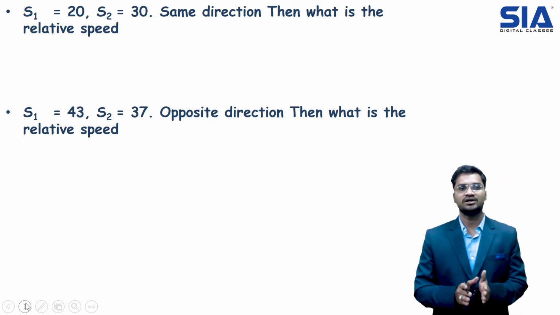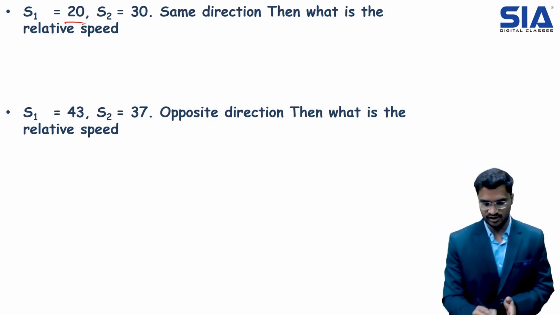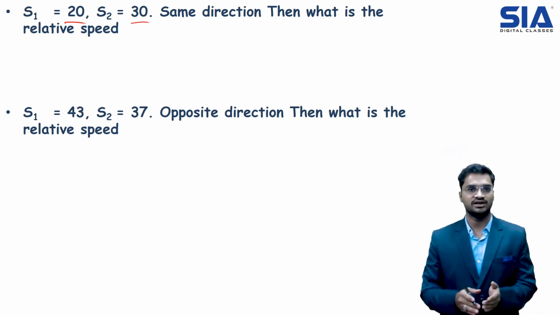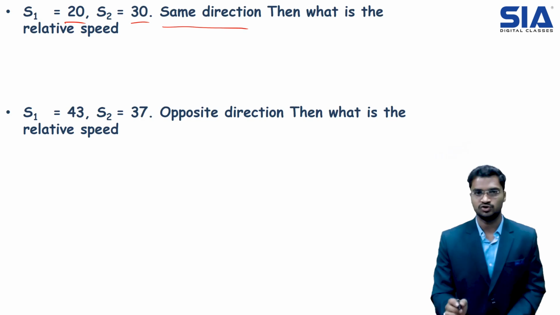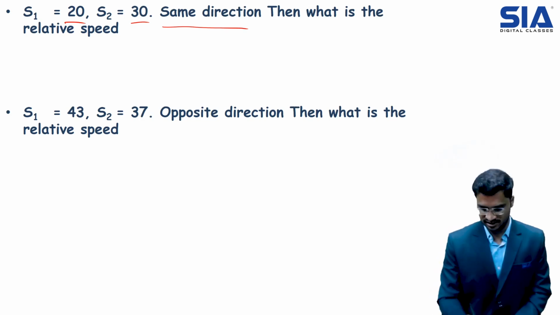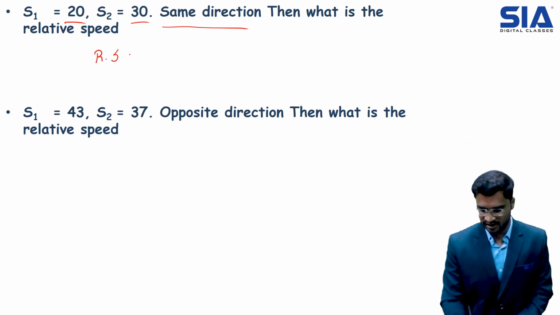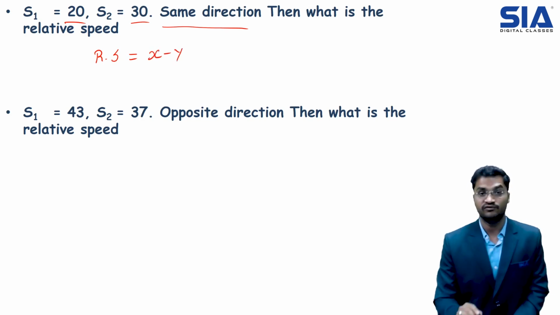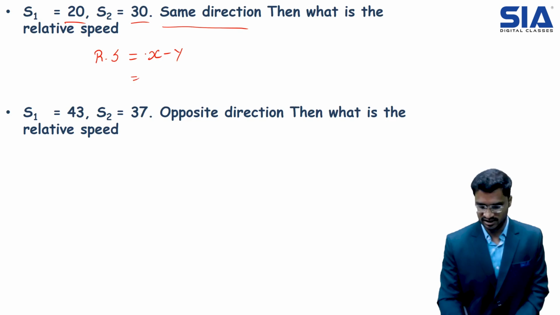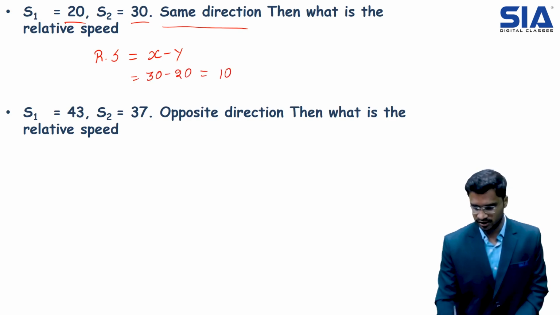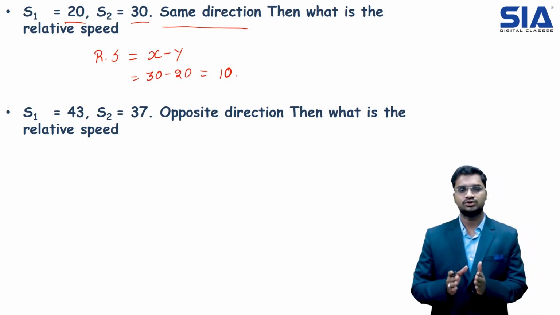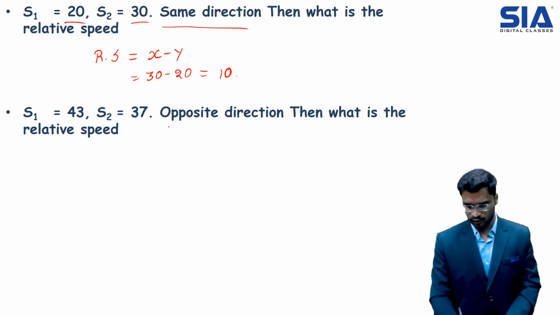If S1 is 20 and S2 is 30, and both of the trains or cars are going in the same direction, whenever I see the words same direction, I have to apply relative speed. Relative speed for same direction is x minus y, where x is greater than y. So here the x value is 30 and the y value is 20. So the relative speed is 10 kilometers per hour.